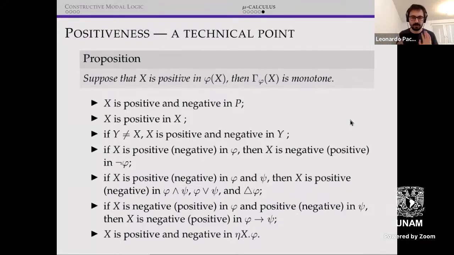There's a technical point. Don't think too much about this, but this variable x being positive in a formula means that the fixed point operator is going to be monotone. And so you can just do this approximation of the fixed points. You can also think about fixed points of non-monotone operators, but this is quite more complicated. In the classical setting, this would be just saying that x is in the scope of an even number of negations. Here we need to take more care, but if you're only thinking of the negation case, it's still simple.